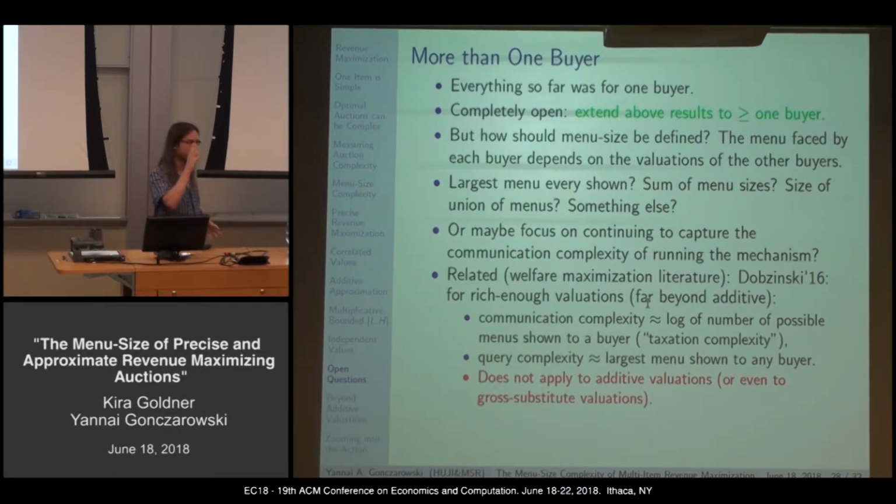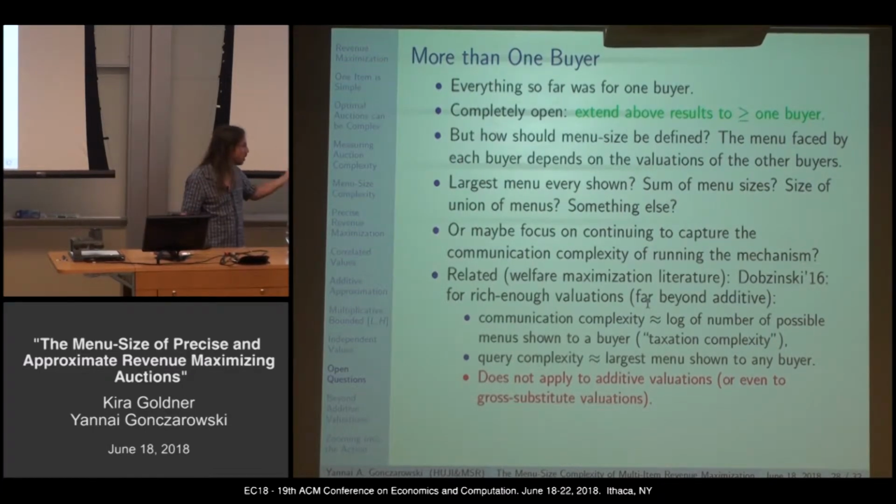So if you take a look at a buyer, Kira, and you ask how many menus does she ever face? Dobzinski calls this the taxation complexity, and the communication complexity up to polynomial factors is the log of this. He shows alternatively that the query complexity is the largest menu shown to any buyer. But both of these things crucially require the valuations to be far richer than additive valuations. These results do not hold for additive valuations.